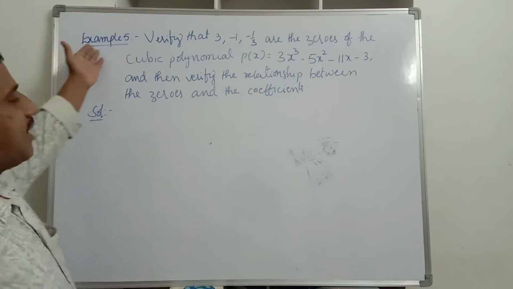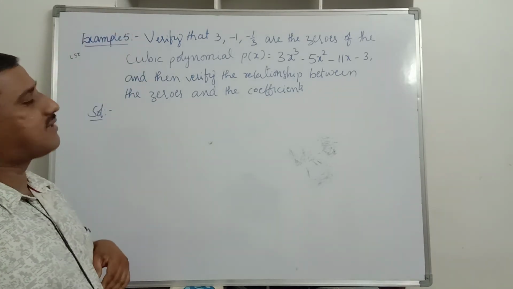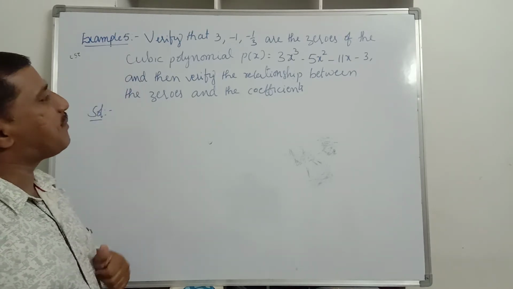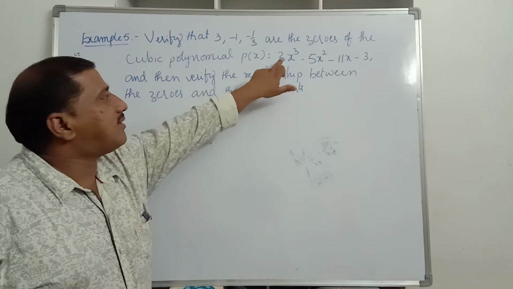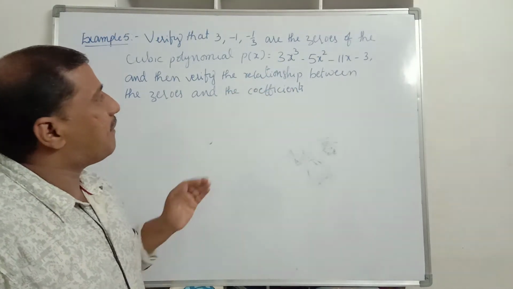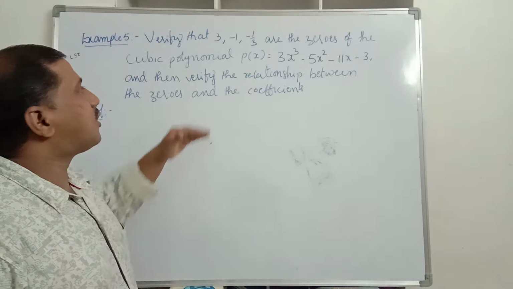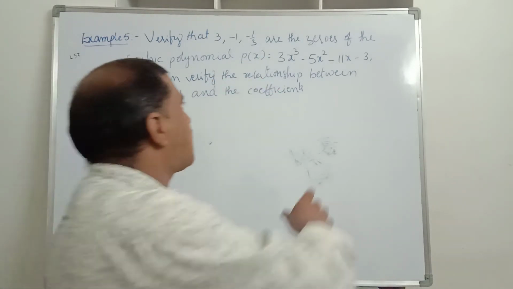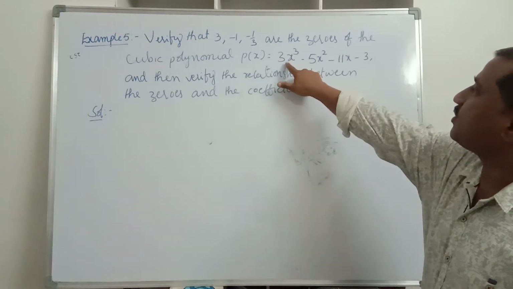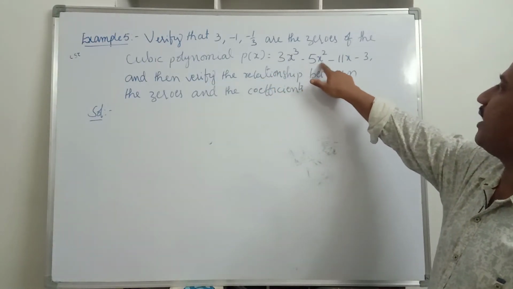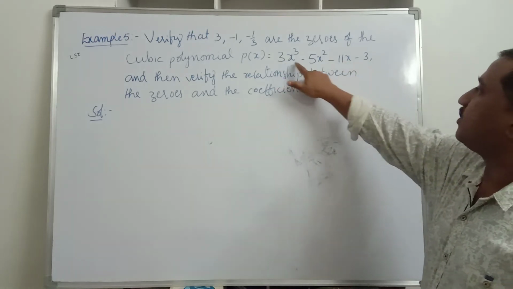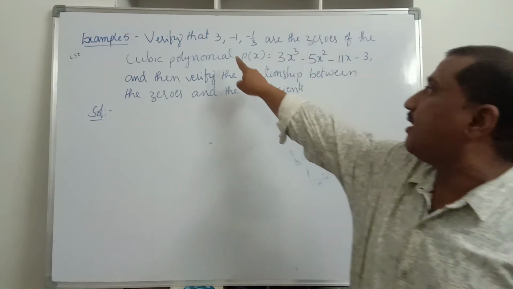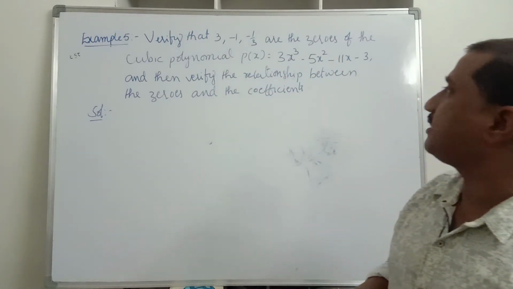Now we'll discuss example 5. Verify that 3, minus 1 and minus 1 by 3 are the zeros of the cubic polynomial p of x is equal to 3x cube minus 5x square minus 11x minus 3. So we are given one cubic polynomial. Cubic polynomial means degree is 3. Here p of x is equal to 3x cube minus 5x square minus 11x minus 3. This is the cubic polynomial which is given, and its three zeros are given, that is 3, minus 1 and minus 1 by 3.